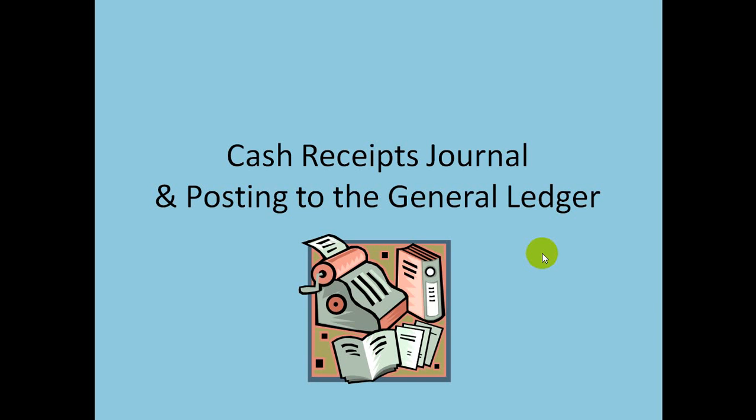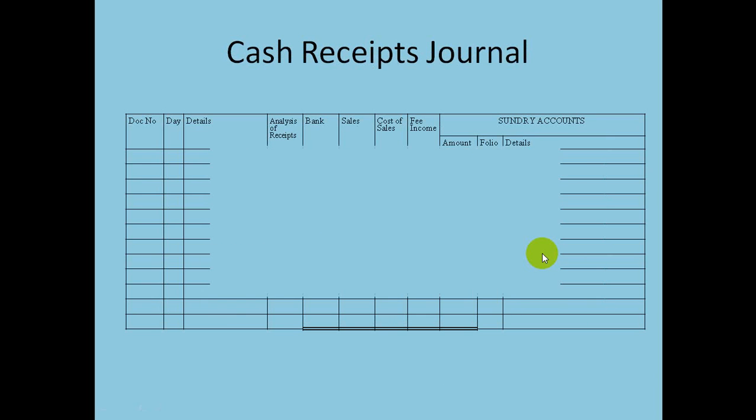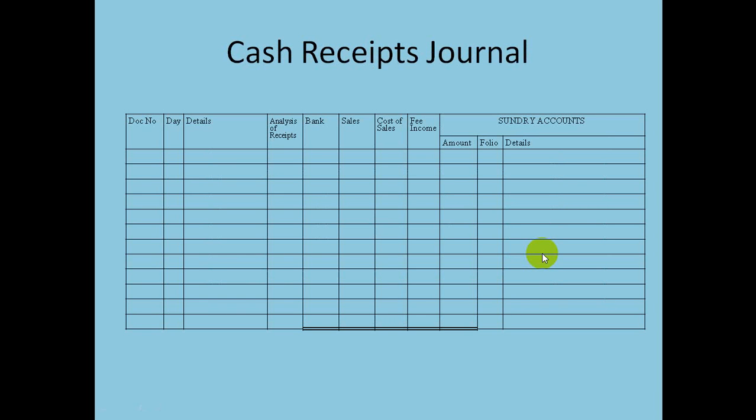So, what we're going to do is enter sales transactions into the cash receipts journal and then post them to the general ledger. So what we have to look at is what we already know. If we look at a cash receipts journal, you're quite familiar with this. However, this one is a little bit different. We've got the document number, we've seen that before, day, details, our analysis of receipts, which acts as a till.